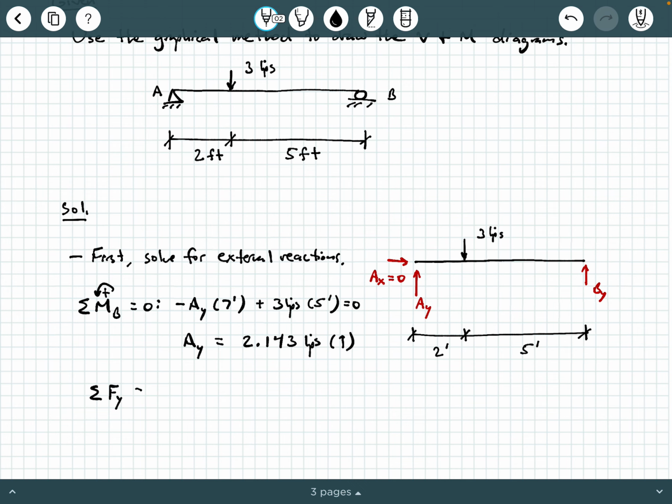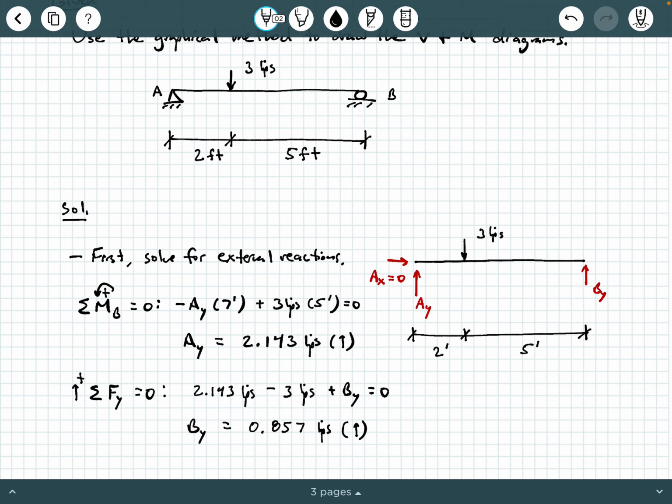And then we're going to say sum of the forces in the y direction equals 0, and this is where we say AY, which is the 2.143 kips, minus 3 kips plus BY equals 0, and we do a little basic arithmetic here, and we should get about 0.857 kips reacting upwards. Okay, so we have the external support reactions now. Pretty straightforward, and that's just very, very basic statics at that point.